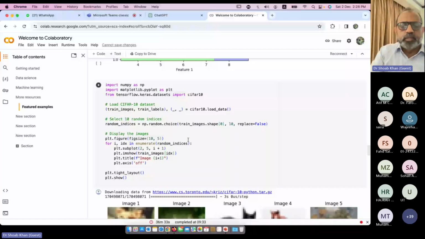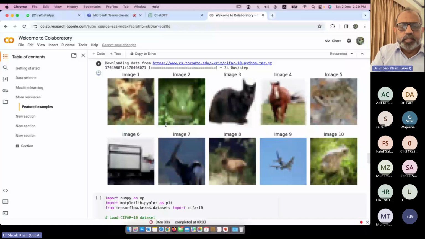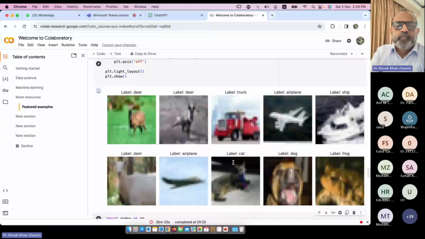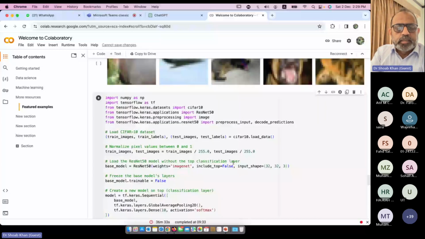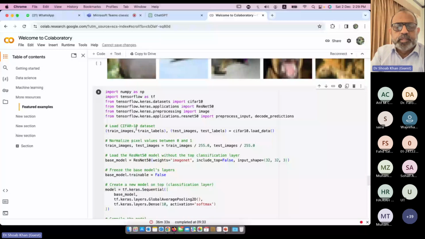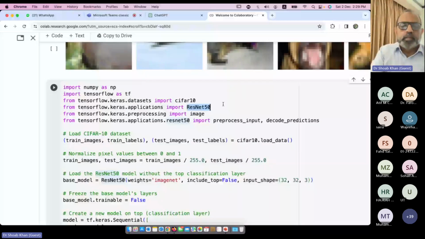These are the first outcome. Then I asked it to label it. So here are the labels. Then I asked it to use the best model, and look what model it says. Loading the CIFAR-10 data set. So here it has loaded the data set, and this is the model. ResNet50 is the model. It is using this model.